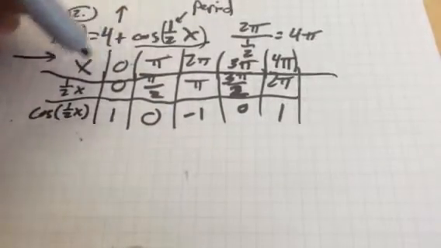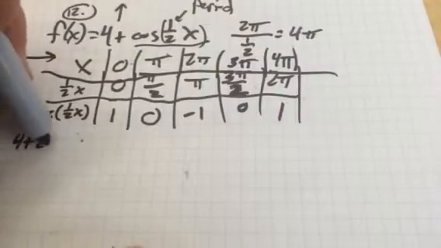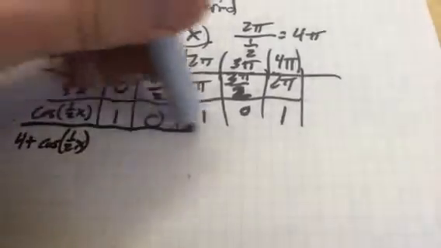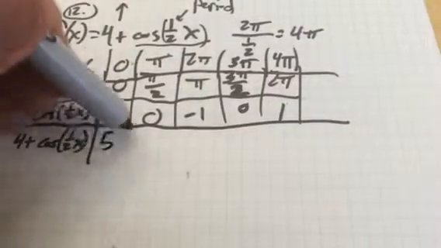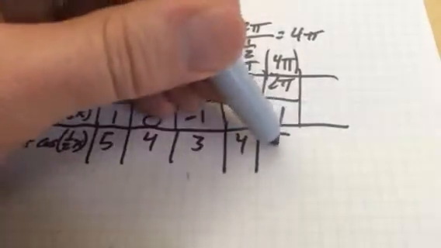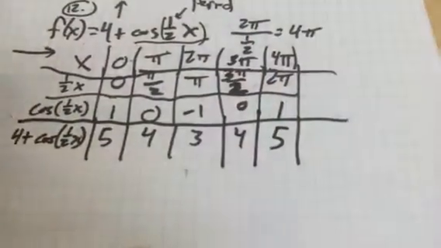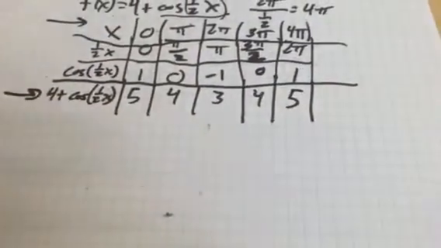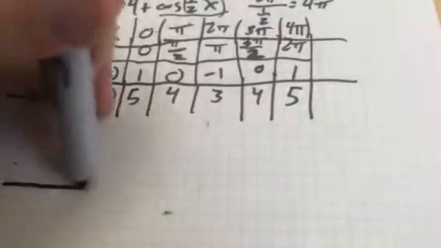And now I have to add 4 to all those outputs. So 4 plus this. Add 4, add 4, add 4, add 4. So these inputs give me those outputs. Now I have enough that I can sketch a graph of this.